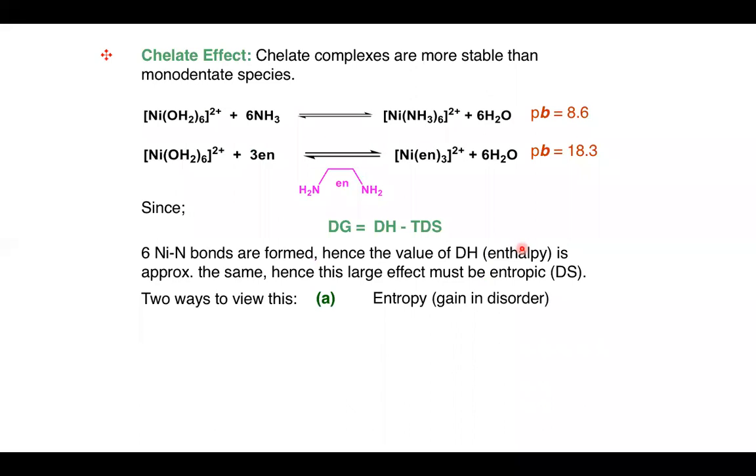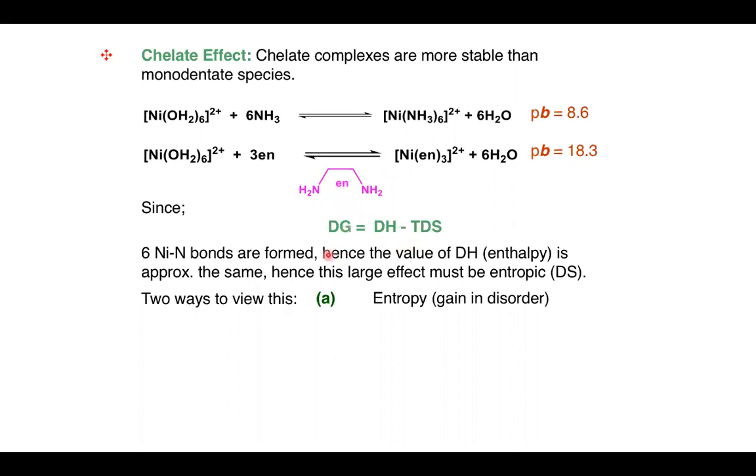Chelate effect: chelate complexes are more stable than monodentate species. So you can see here the stability constant for the formation of this hexaamino nickel complex is a lot lower than the stability constant for this complex formed from a water complex having the ligands exchanged with 1,2-diaminoethane, or ethylenediamine, which forms this. So the stability constant here is more than twice, and that's because of the chelating effect of these bidentate ligands.